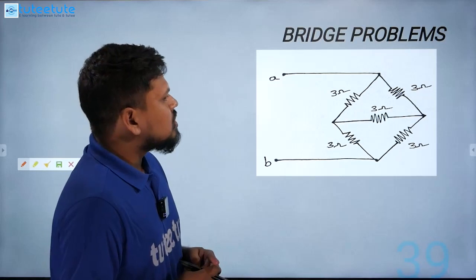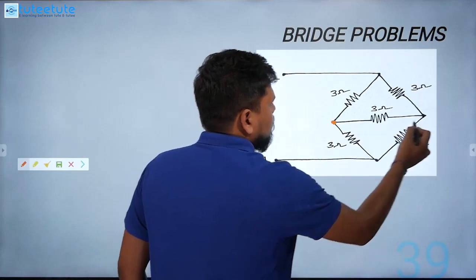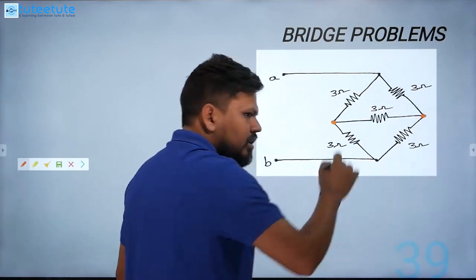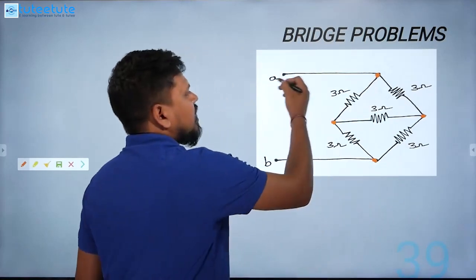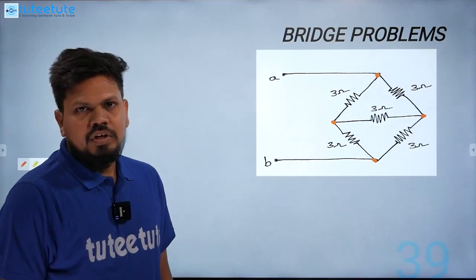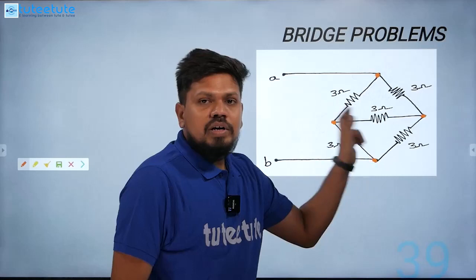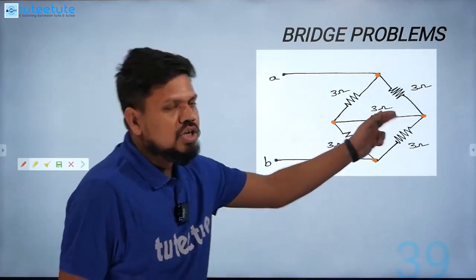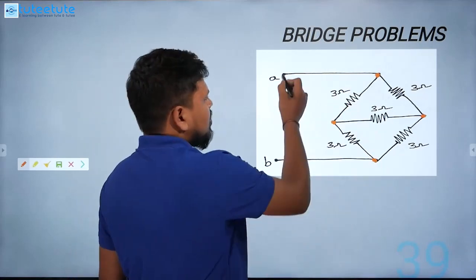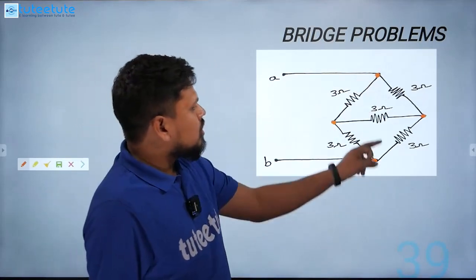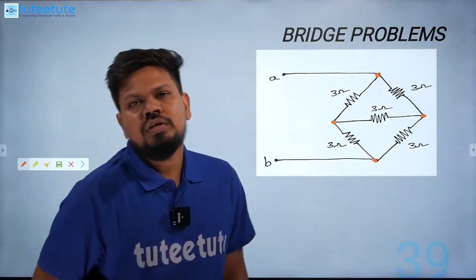So what we have to do is check the nodes. Between two nodes, an element has to be connected in the middle. Between the other two nodes, some terminals have to be connected, otherwise a source has to be connected. Otherwise there may be a short circuit or something like that. That type of thing is the bridge connection.